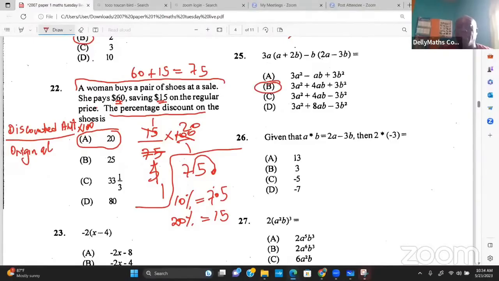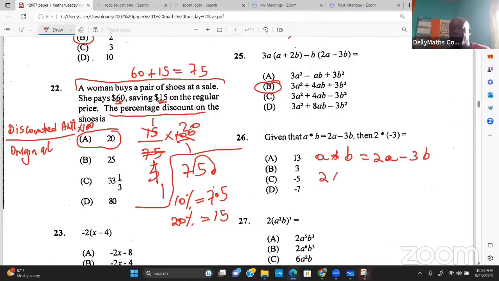All right, let's go. 26 says, given that A asterisk B is 2A minus 3B, then 2 asterisk negative 3. I'm saying that you should always set these up and do a quick substitution. Make sure that you're following your algebra.